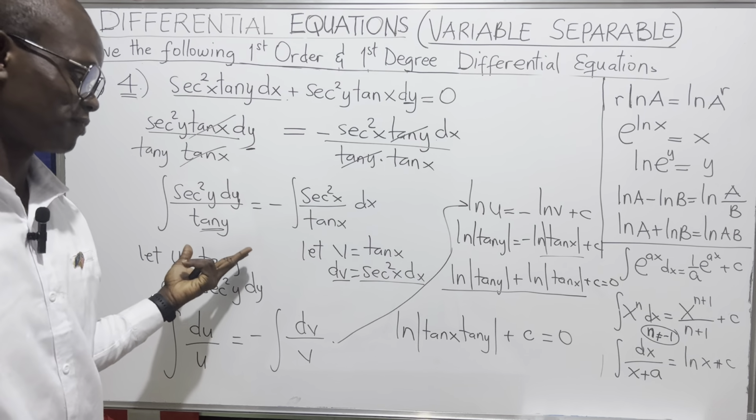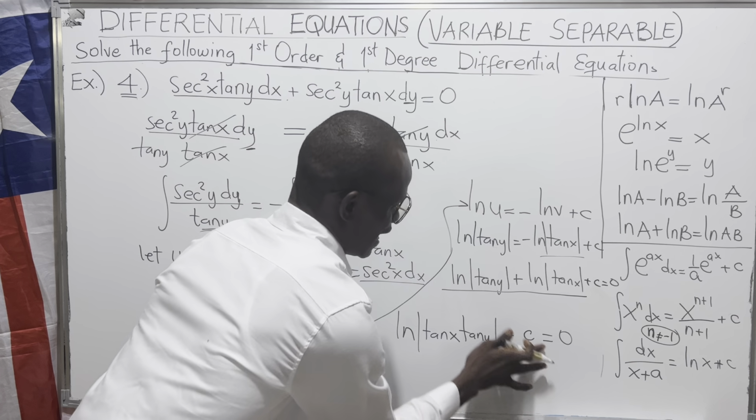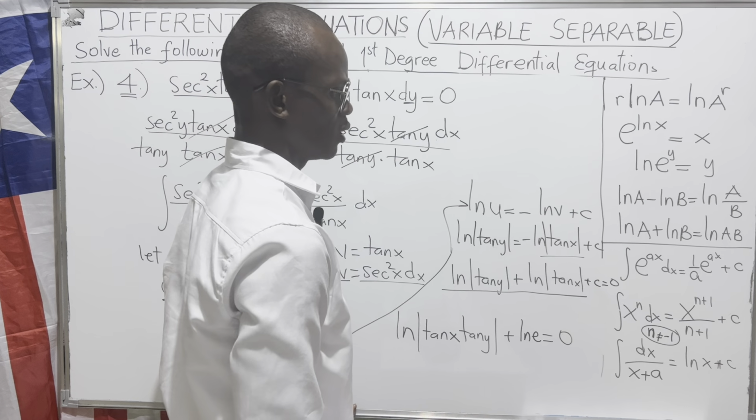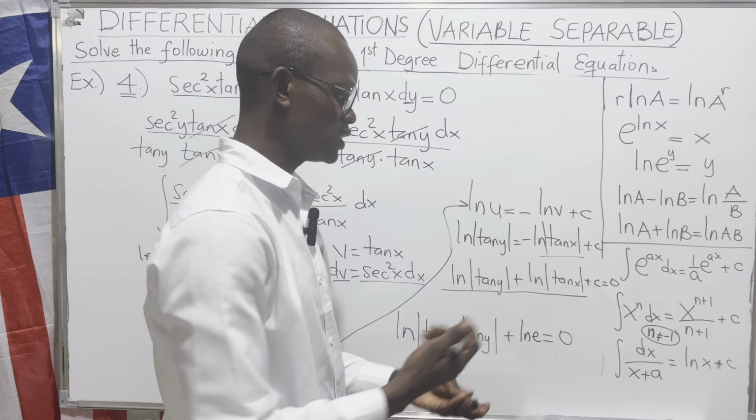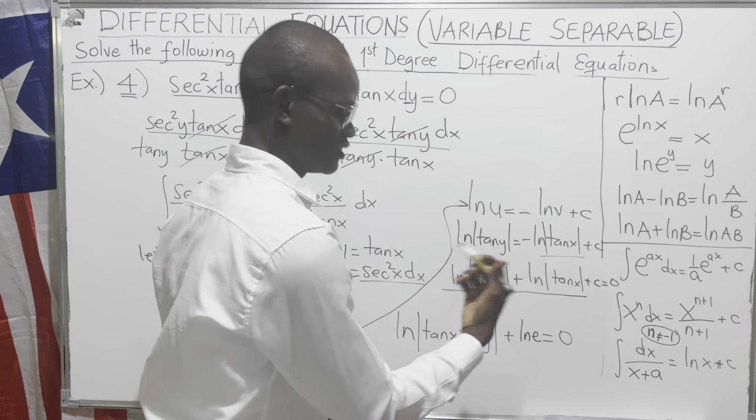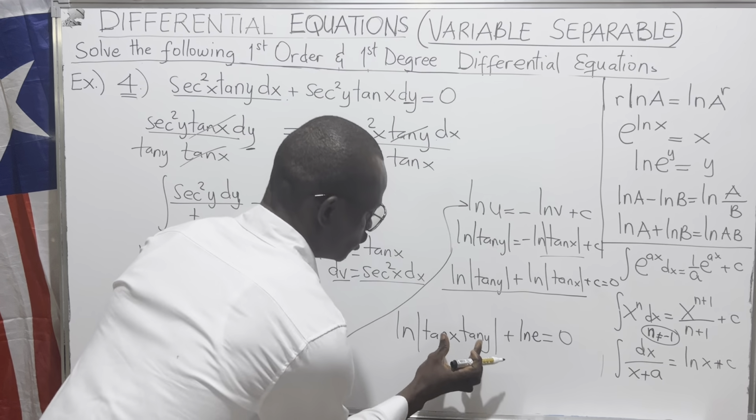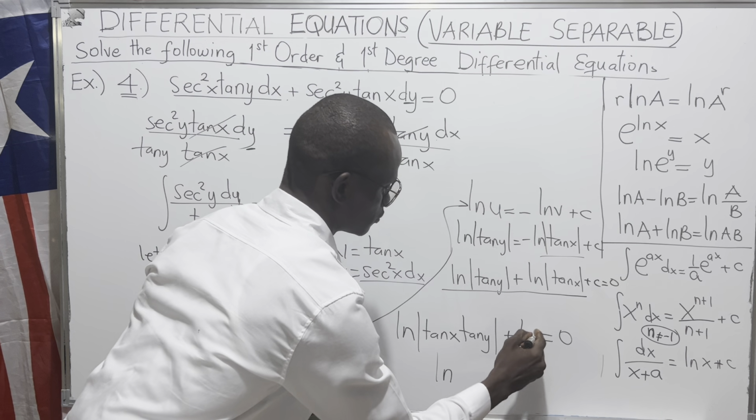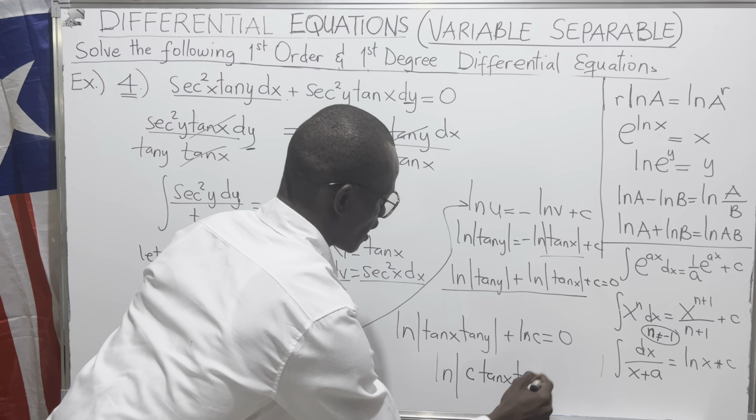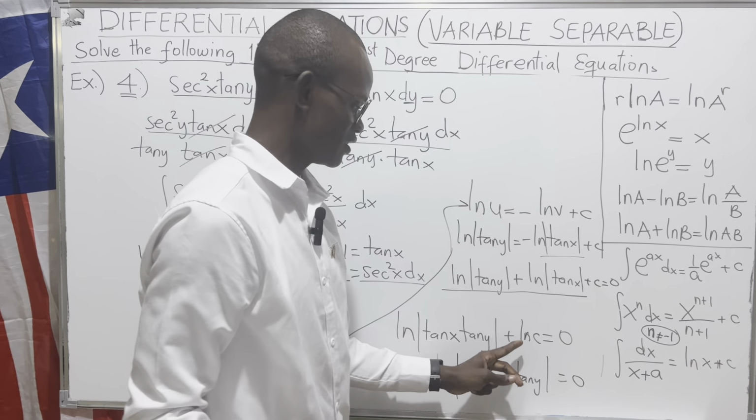So in order for us to combine all of these expressions, I could rewrite this c as the ln of c. The ln of c is still a constant. So you could say the ln of c, and then you combine the two of them now, which would just be ln of c tangent of x tangent of y equal to 0. So I just rewrite this c as ln of c.